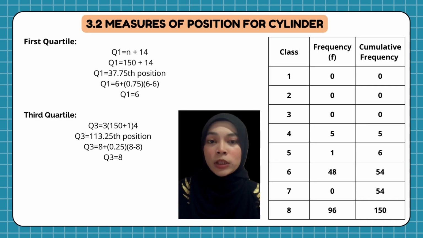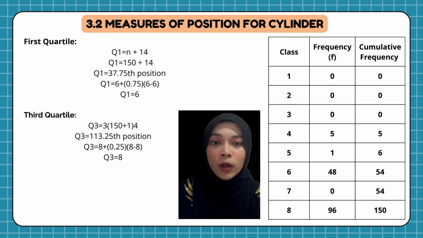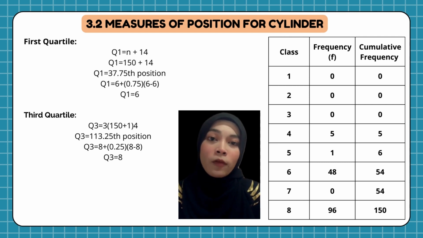3.2 Measures of position. After my calculation, quartile 1 is located at the 37.75th position. Therefore, the position of the first quartile is located at class interval 6 by observing the cumulative frequency value. This means that 25% of the total cars in the data use a total of 6 engine cylinders.